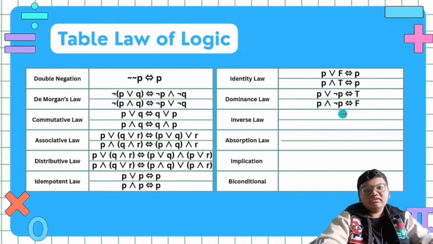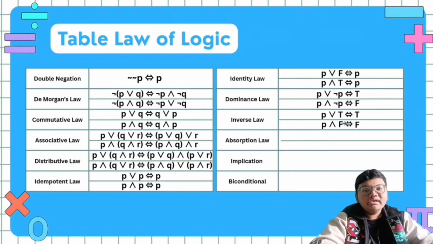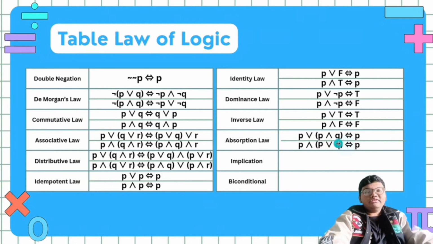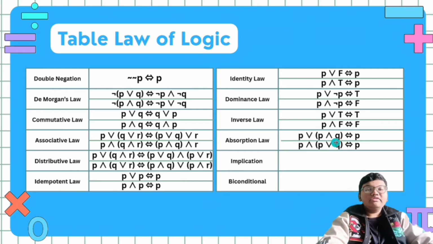Then we have the inverse law. This law involves a statement and its negation. A statement or its negation is always true, and a statement and its negation is always false. After that is the absorption law. This law shows that some part of a logical expression can be absorbed without changing the result, making the expression simpler. Next is implication. The implication, if P then Q, can be written as not P or Q. This makes implication easier to analyze.